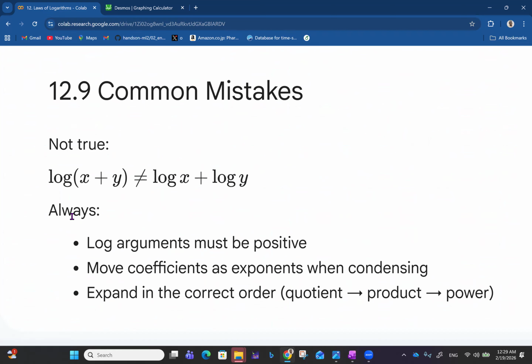All right. So always, the log argument must be positive. Move the coefficient as exponent when condensing, so you have to move the coefficient to become power. Then expand in the correct order: quotient, product, and power.